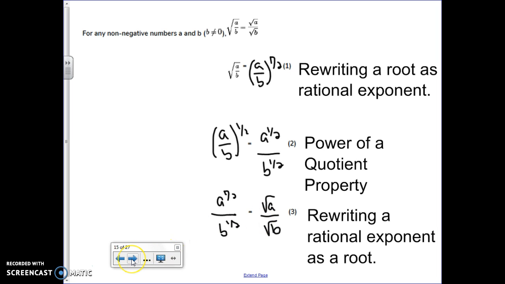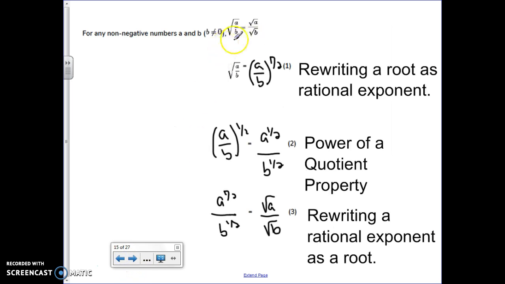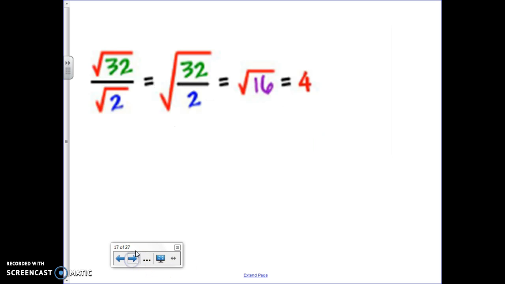Then, using what we've been doing, I could take a to the 1/2 over b to the 1/2 and rewrite that as a root. So just to give you guys an example, this is at the bottom of page 1. I got the square root of 25 over 49. So based off what we just talked about, we just proved that we can do this into that. I can say that the square root of 25 over the square root of 49 is equal to 5 over 7. Why? Well, because the square root of 25 is 5, and the square root of 49 is 7.